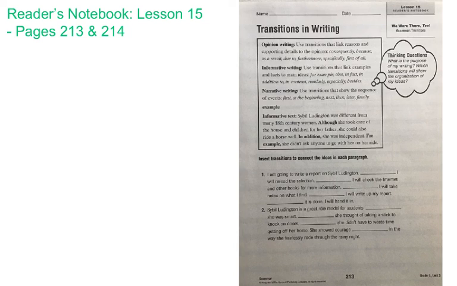Okay, I am going to write a report on Sybil Ludington. Blank, I will reread the selection. Well, first, I will reread the selection, so first would be a great one for there. Now I'm going to continue with my transitions in time order or sequence of events, and I have blank, I will check the internet and other books for more information. Next would be a great one. Next, I will check the internet and other books for more information.